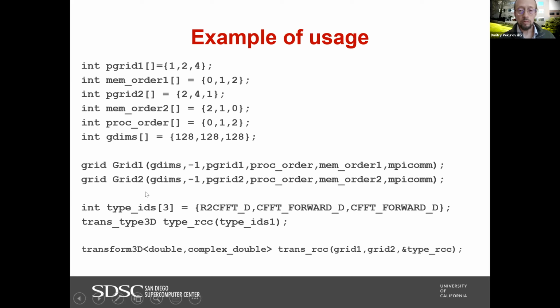And next we need to define what transform you want to describe here. So let's say we're interested in a real to complex 3-dimensional FFT. So we need to define it as a 3-dimensional transform with the following types. The first one is real to complex 1-dimensional. The second is complex Fourier transform, and the third again is complex Fourier transform. So this defines a real to complex 3-dimensional transform.